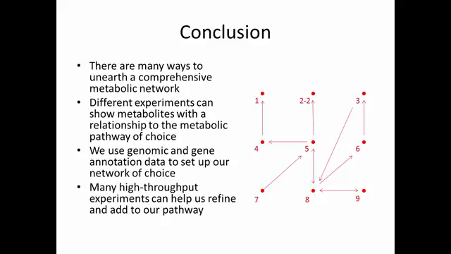So there are many ways to unearth a comprehensive metabolic network. Different experiments, and we've talked about a few of them, show metabolites with a relationship to the metabolic pathway of choice. We use genomic annotation data, gene annotation data, to set up and make the foundation of our network of choice. Many high-throughput experiments, like microarrays, like RNA-seq, proteomics, metabolomics, things like that, help us refine and add to our pathway.